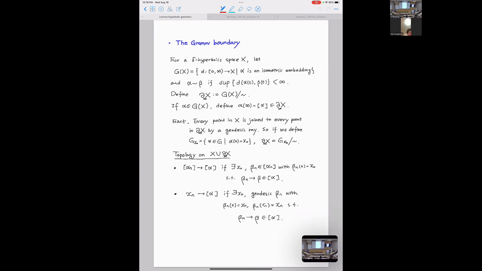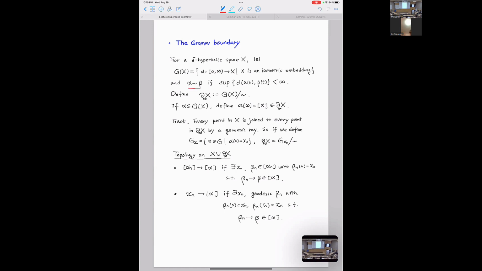Okay, now we define the growth boundary of a delta hyperbolic space. For a delta hyperbolic space X, let G_X be the collection of all geodesic rays. Actually, a geodesic ray alpha is an isometric embedding of the half-infinite interval into X. So this is a kind of geodesic ray. And we give a relation on G_X.